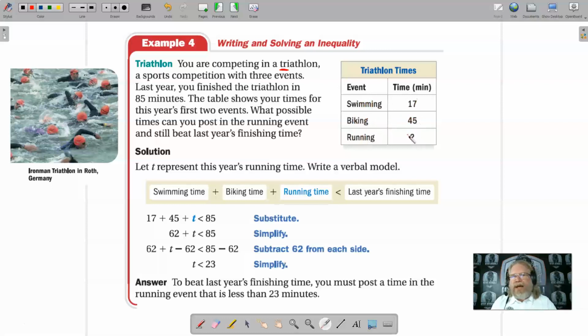And we want to find a time that's going to beat last year's time. So we're going to let T represent this year's running time. So T is what we don't know, that question mark. We're going to consider that a T now. That's going to be our variable.